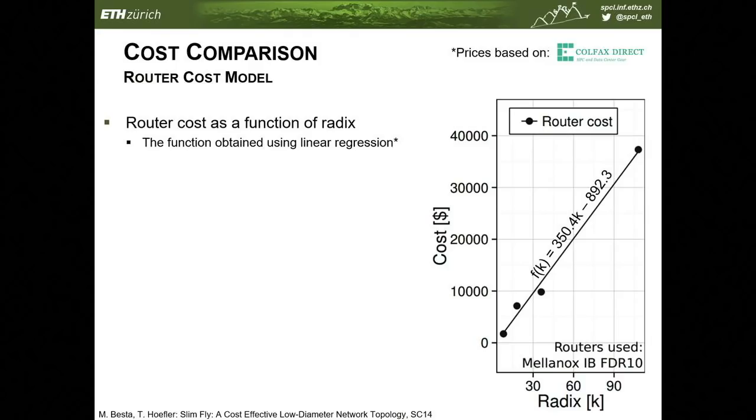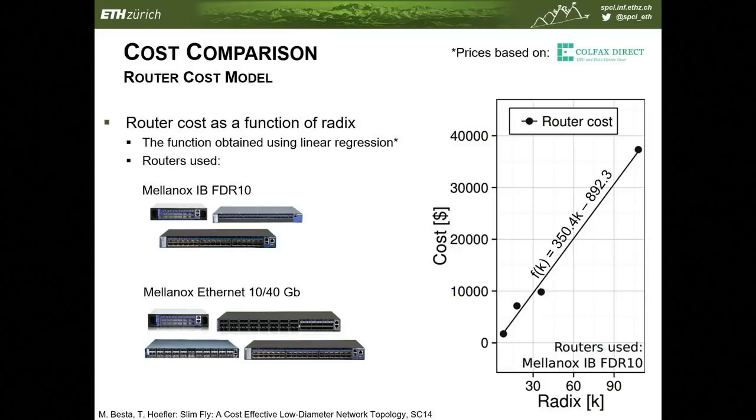The router cost model is similar because we need to worry about the different radix and the cost in dollars of the router. Here we have some numbers, and we see that there's also somewhat a linear relationship between the radix of the switch and the cost of the switch. That was very surprising to me. I was expecting more of a quadratic relationship because a full bisection crossbar takes quadratic chip space. But somehow that turned out linear in practice. And we used, again, Mellanox gear just because we could get this commodity off-the-shelf pricing.